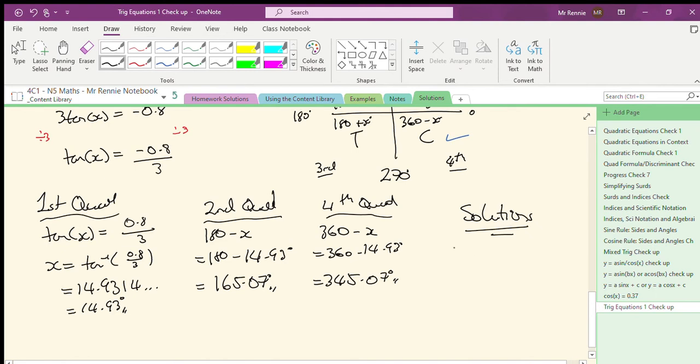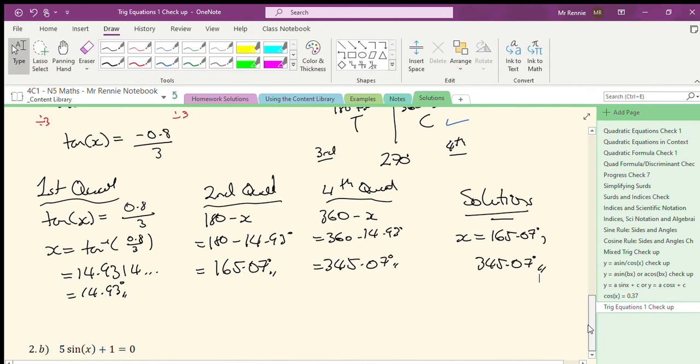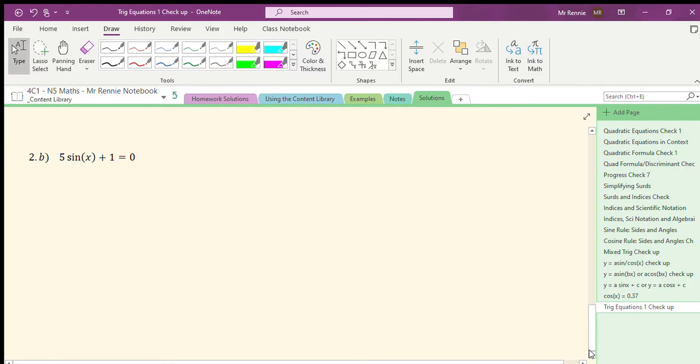Okay, so write down my solutions. Therefore, my answer becomes 165.07 degrees, and the other one, I don't need the equals here, I can just write a comma, make it a list, and I get 345.07 degrees. Okay, so those were my two solutions for that question. So we had to rearrange that and then solve, and it was a negative, so we had a bit extra work to do.